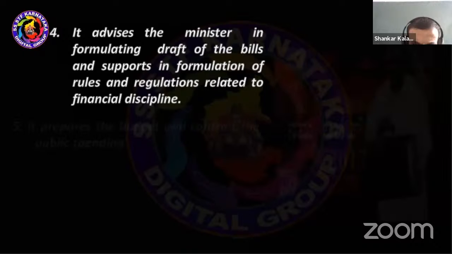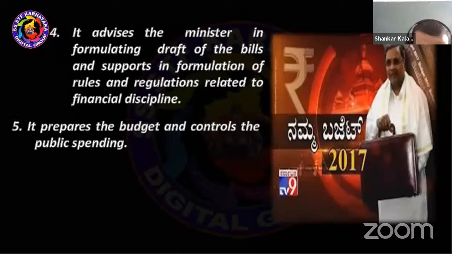It prepares the budget and controls public spending. In the central government and the state government, without this budget, they are not allowed to use a single paisa from the treasury of the state or the central government.